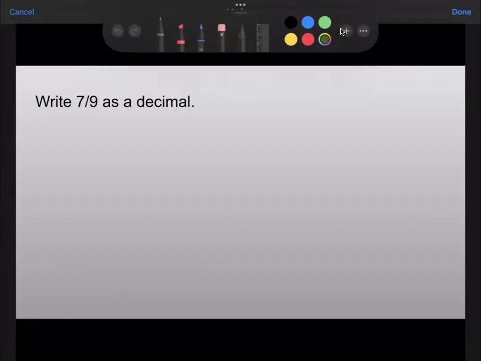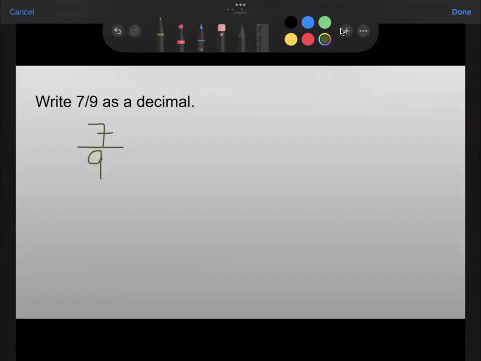Okay, here's our next one. We're going to write the fraction 7 over 9 as a decimal. So I'm going to rewrite this as 7 over 9. Now, if that denominator was 10, this would be a lot easier, but it's not. And I can't think of anything I can multiply 9 times to get a multiple of 10, like 10 or 100 or 1000.